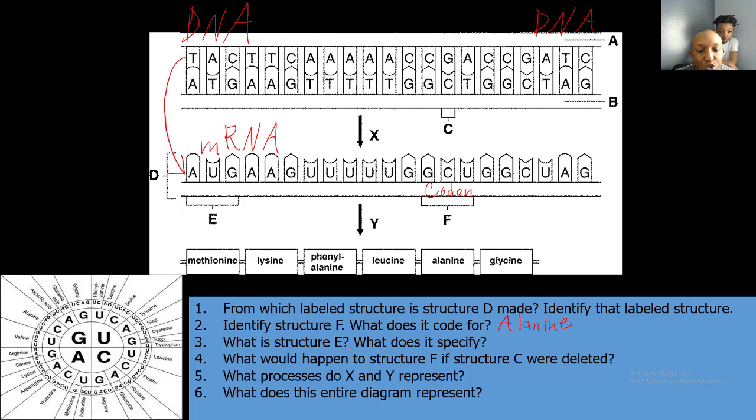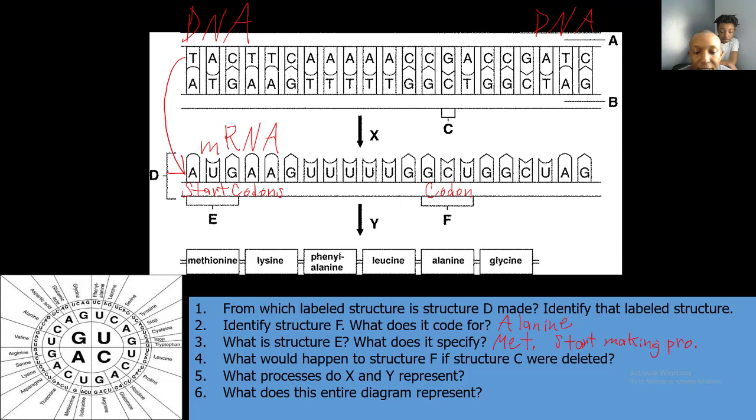Then number 3, what is structure E and what does it specify? Structure E comes in 3 as well, but it starts at the very beginning of this mRNA strand. So this is actually a start codon, which starts the process of making an amino acid or to make proteins. So now let's go ahead and take a look. AUG is actually methionine, and it specifies to begin or to start making amino acid or protein. So start making protein.